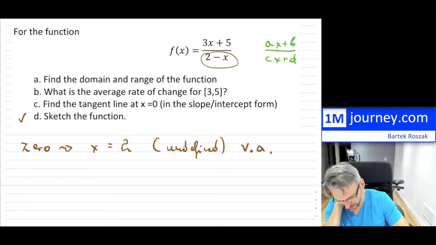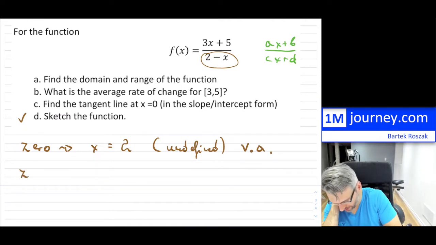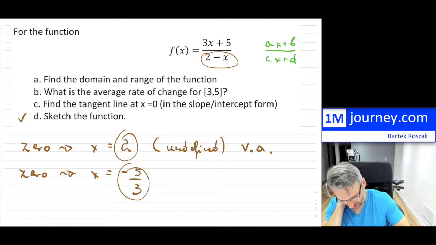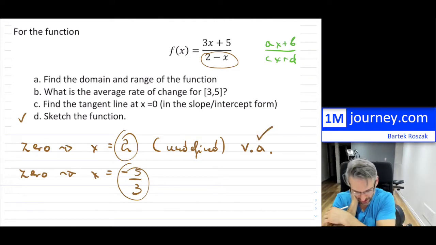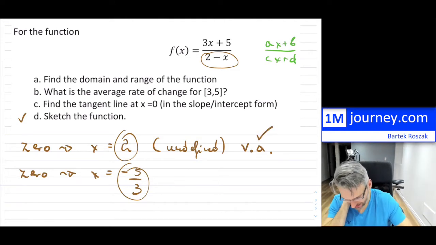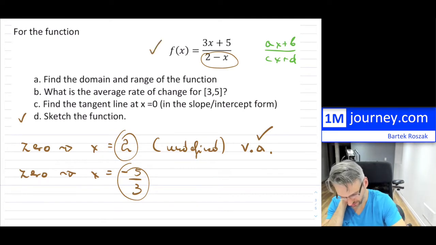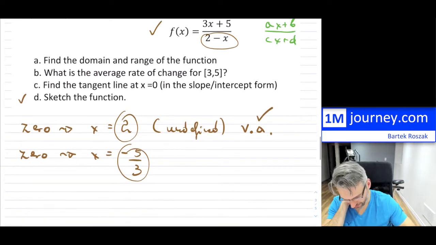Now in the numerator, our 0 is going to be x equals, if we change that over, minus 5 over 3. Notice these are different, so it is indeed a vertical asymptote and not just a hole. So that's a 0 there. That function crosses at negative 5 over 3. Okay, that's fine. Now let's see if we can graph it out.